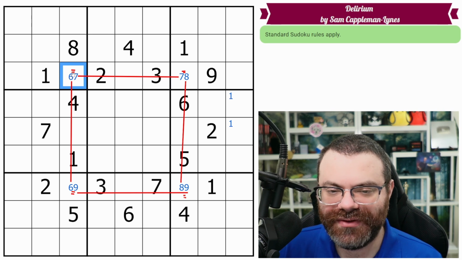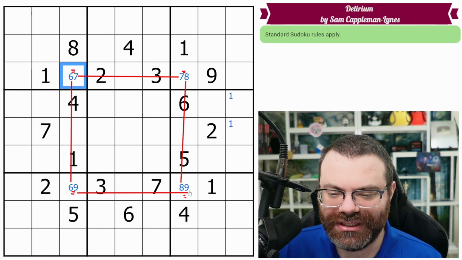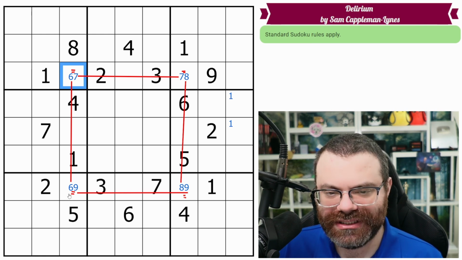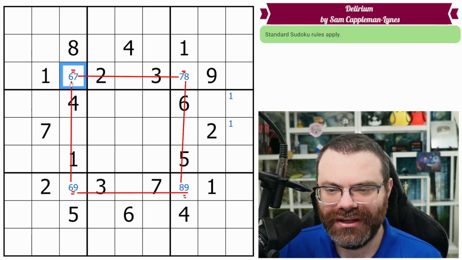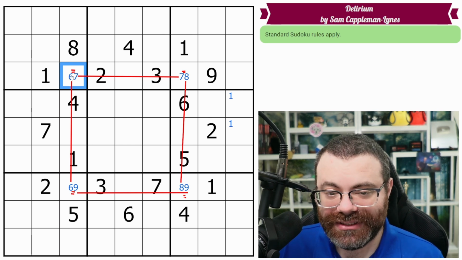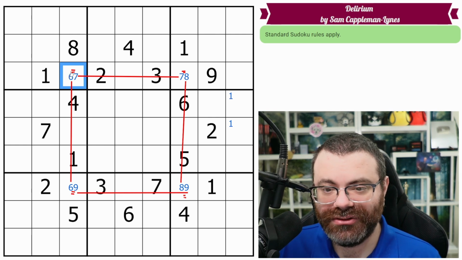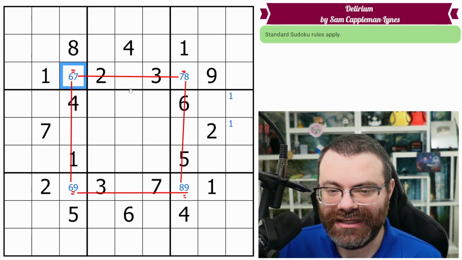So we have from the 6, a strong to the 7, a weak to this 7, a strong to this 8, a weak to this 8, a strong to this 9, a weak to this 9, a strong to this 6, and a weak back to the original 6. Started with a strong, ended with a weak. When that happens, that's called a continuous nice loop, and it turns all of the weak links into strong links.